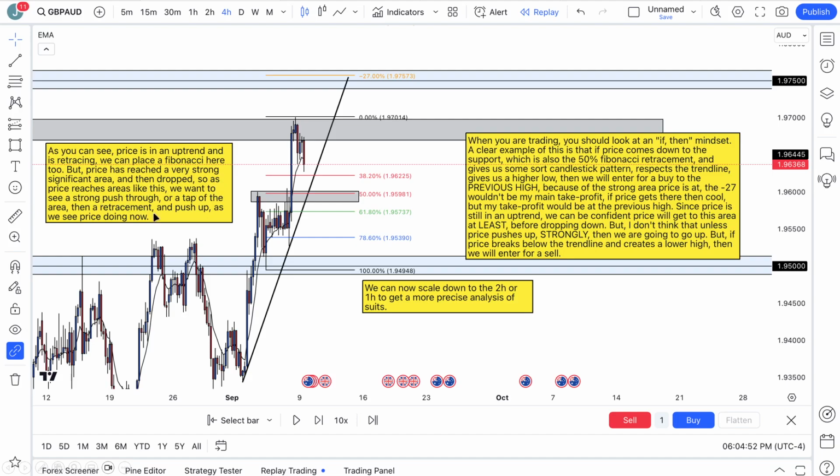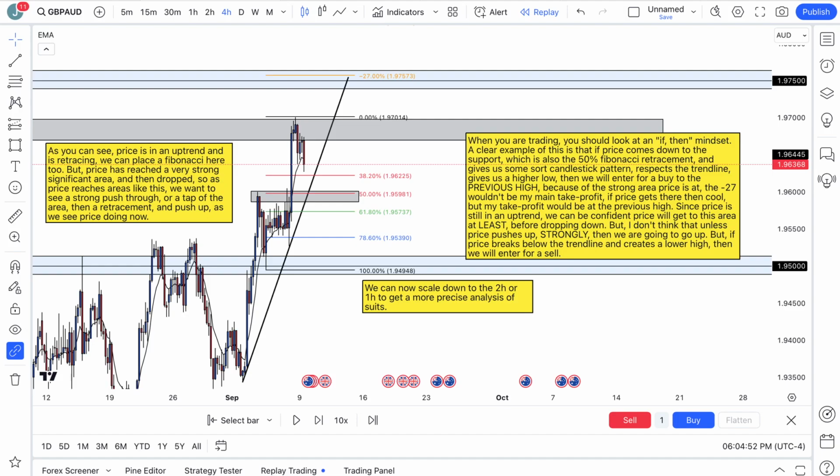So as price reaches areas like this, we want to see a strong push through or a tap of the area, then retracement, and then a push up as we see price doing now. When you're trading, you should look at price with an if-then mindset. A clear example of this is that if price comes down to the support, which is also the 50% Fibonacci retracement, and gives us some sort of candlestick pattern, respects a trend line, gives us a higher low, then we will enter for a buy to the previous high.